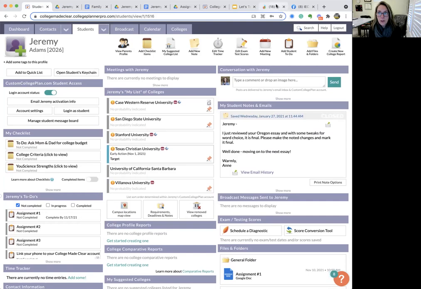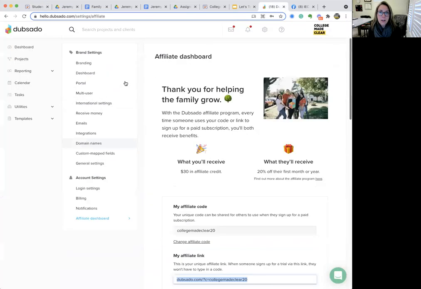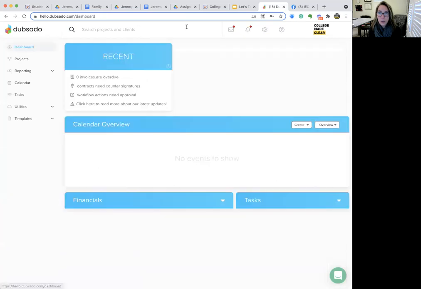I'm going to show you now my Dubsado. And so Dubsado, the dashboard is here. I've said it's a one-to-one client relationship management tool. And clients are essentially projects in Dubsado. So for each client, you will create a new project, and that's how I manage the process.